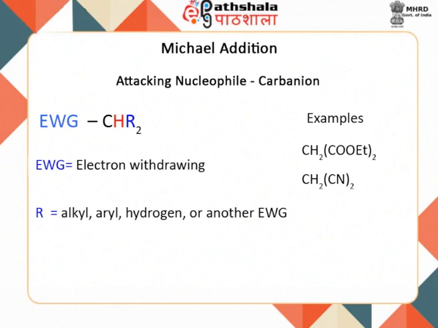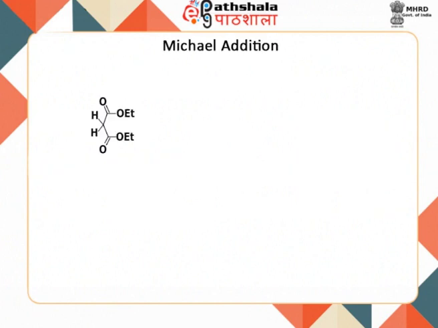Some examples are depicted here. Let us consider the diethyl malonate case. The alpha hydrogen atoms are acidic due to two electron withdrawing ester groups. When treated with ethoxide ion as base, one of these acidic hydrogen atoms is abstracted to give a carbanion, which is stabilized by resonance. It is this carbanion which can act as a nucleophile.